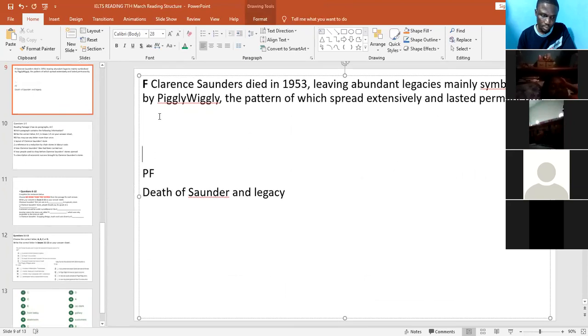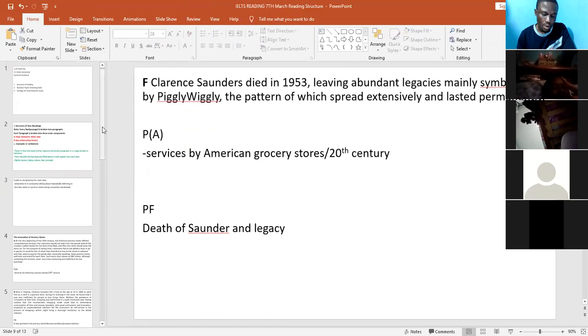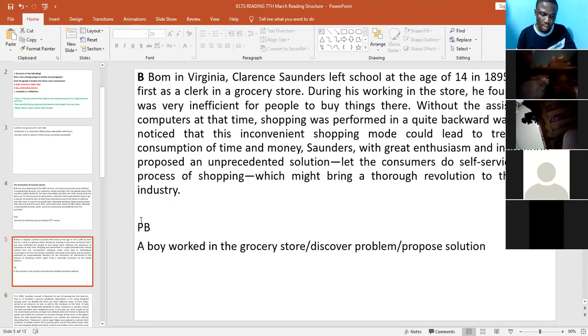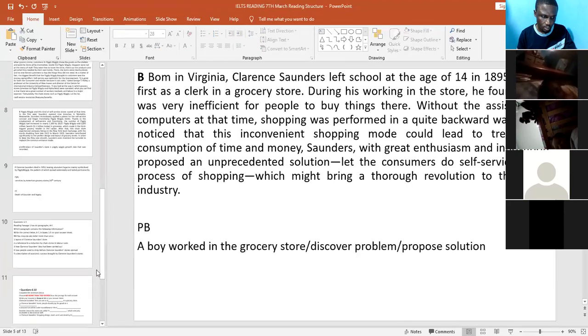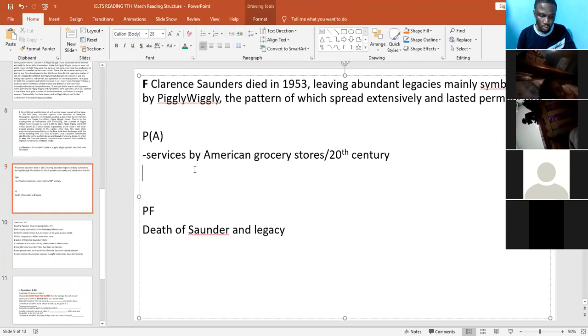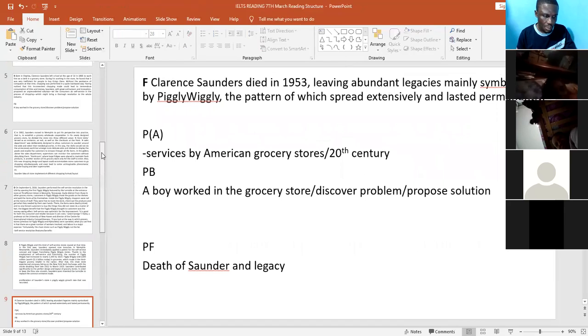PA. Here, you will see that even if I don't know the answer, if my summary main idea is able to point me to the paragraph, I can go get it in the paragraph. You don't need to memorize anything. Okay, PB. This is it. PC.